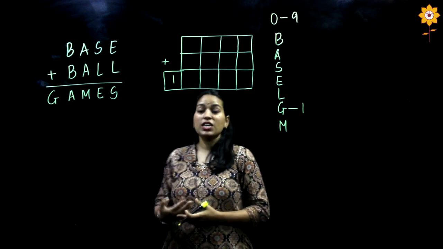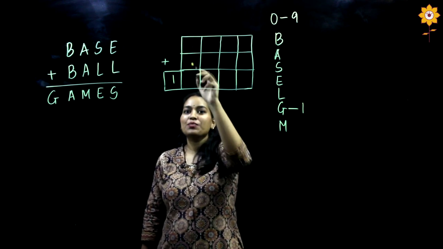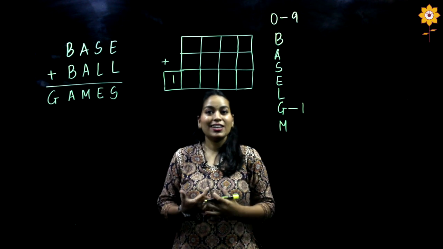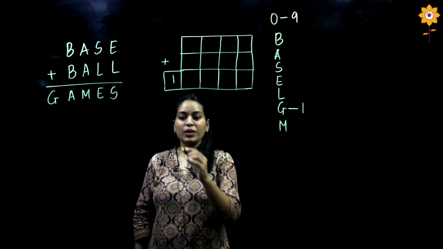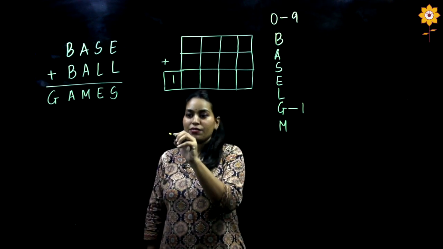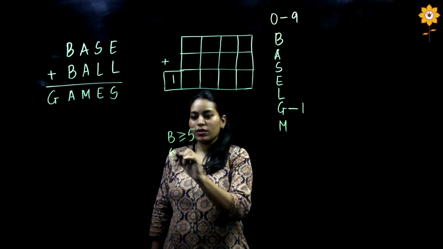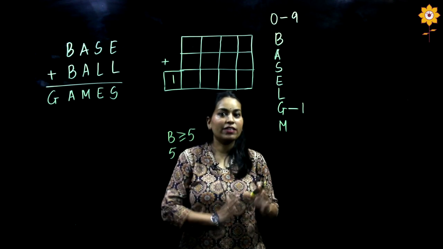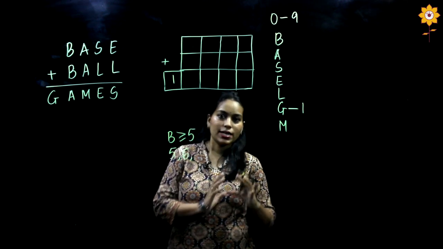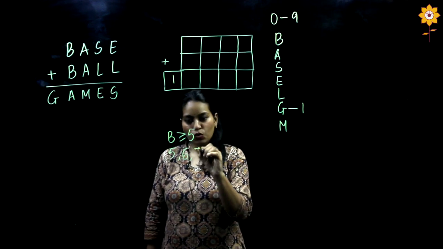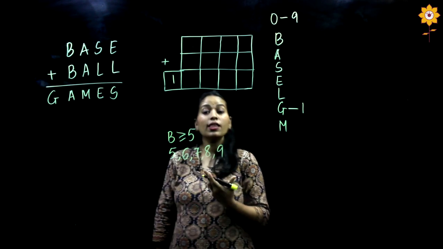Now, if G is equal to 1, it was generated from the carry. The carry is coming from B plus B. So B plus B should generate a 2-digit number. For us to get a 2-digit number, B is definitely greater than or equal to 5. What are the possible values that we have? It can be 5, because 5 plus 5 will give you 10, which is a 2-digit number. Then 6 plus 6 will give 12 and so on. So all the numbers greater than 5 will also be possible. These are the possible options that we have. We will try with 5.